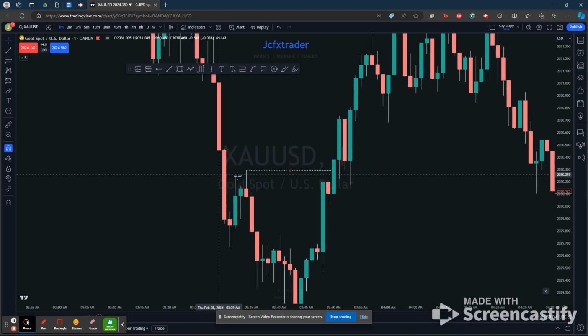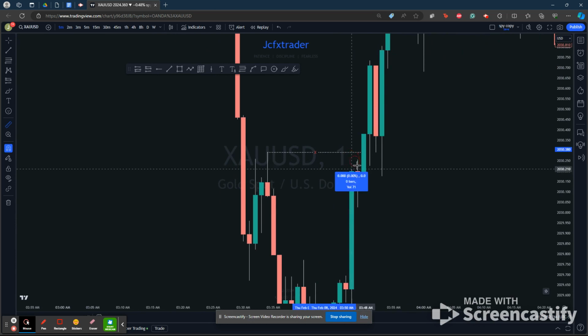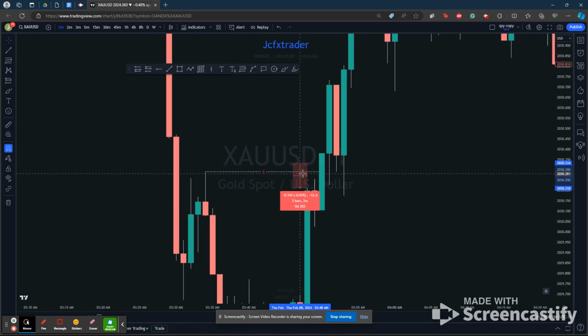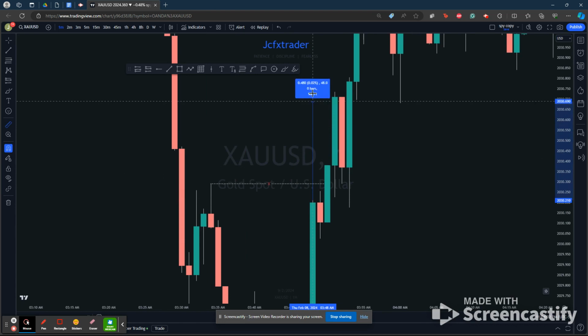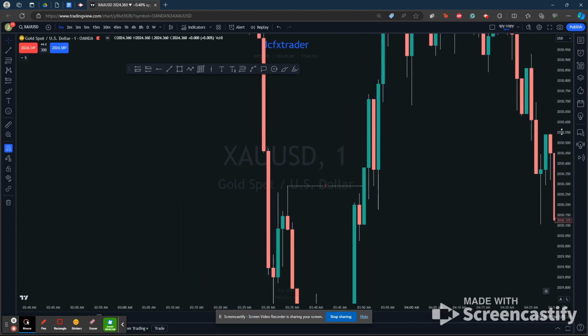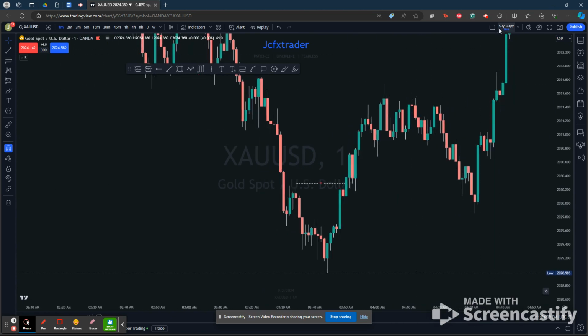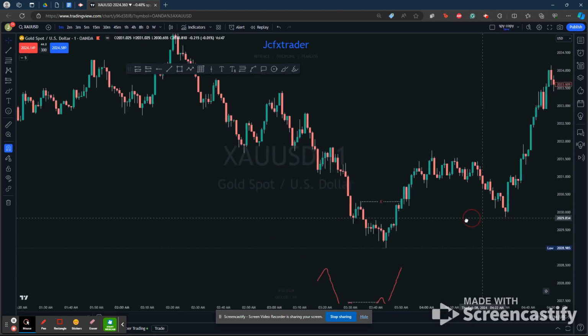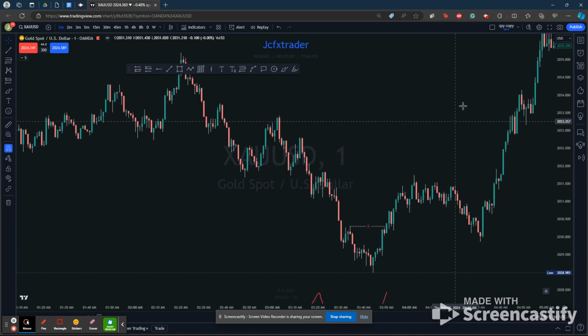If you were in this candle, if you were watching it, this would not be a break of structure. Why? Because this candle never closed above. Even if it was a huge wick up, and it closes below, it would still not be considered a break of structure. Now let's look at an example of what wouldn't be a break of structure.